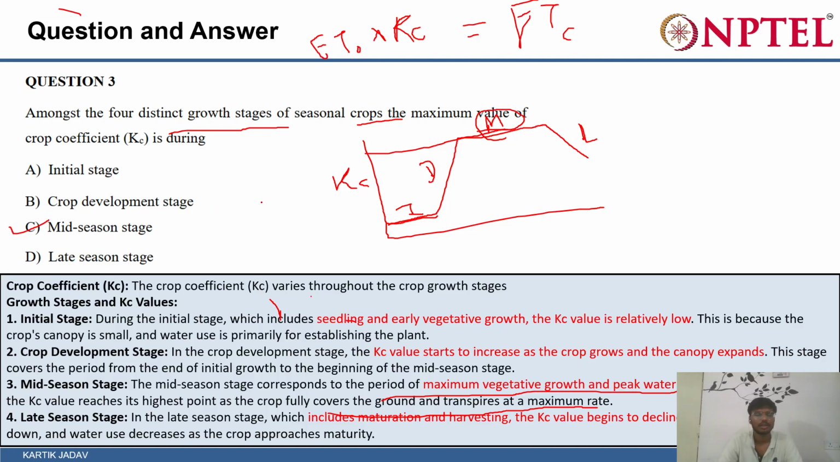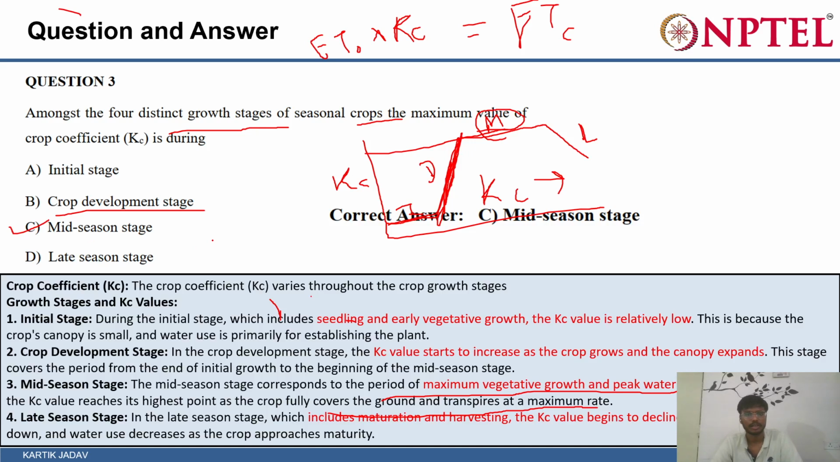Now, if the question is: in which stage is the rate of change of the crop coefficient Kc higher? Then the answer will be the crop development stage, because the rate of change of Kc increases suddenly. But if they are asking about the maximum value, then it will be the mid-season stage. The correct answer is option C.